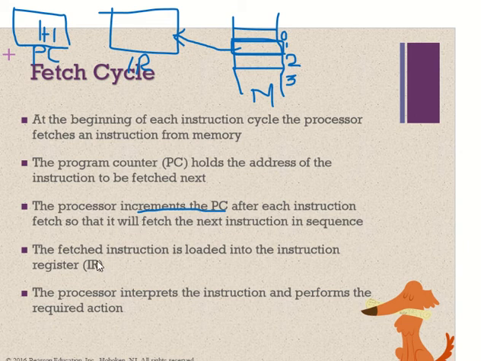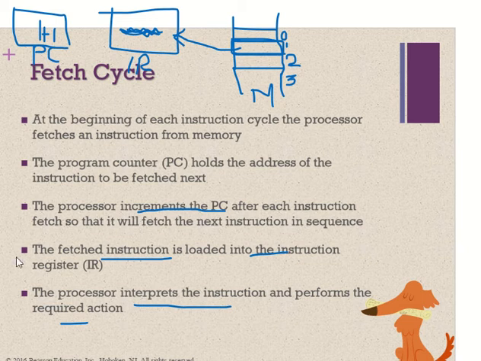So, for example, the fetched instruction is loaded onto the instruction register. It is here. Okay, and the processor interprets the instruction and performs the action. So, the instruction is here. The processor takes the instruction and interprets it. Interpret means it tries to break down the instruction, tries to understand what it is. If it is an add, it performs the addition. If it is a load, it performs the load. Based on the instruction, it performs the action. Okay then.